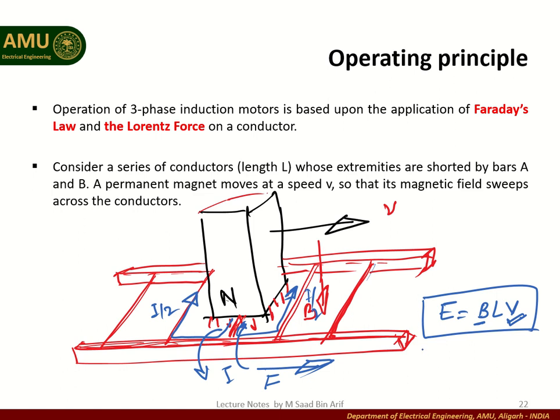Now the induced voltage produces current which circulates in the loop around the conductor through bars like this. Since the current carrying conductor is now placed in the magnetic field, these conductors experience a mechanical force which is governed by Lorentz force law. The force always acts in the direction to drag the conductor along the magnetic field. So the direction of the force will be like this.